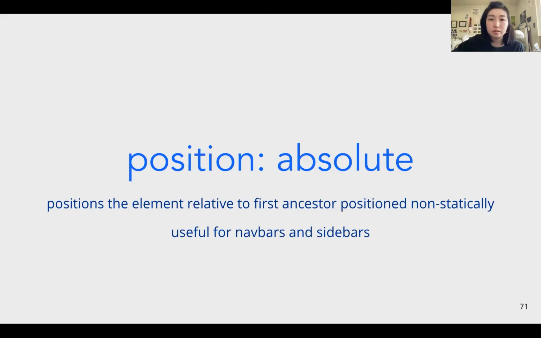So position absolute just places the element relative to the ancestor. So now it doesn't care about what comes right before it or anything like that. It cares about what's containing it, so the parent container. And it's useful for things like nav bars or sidebars if you just want them to always be stuck to a place, regardless of the other things around it.